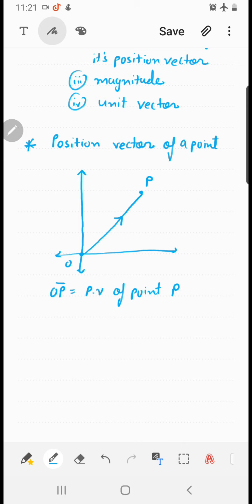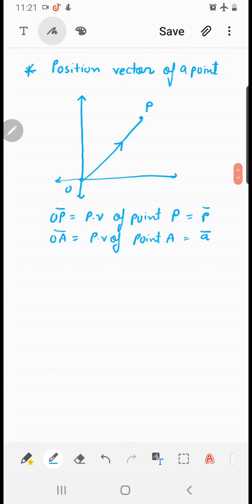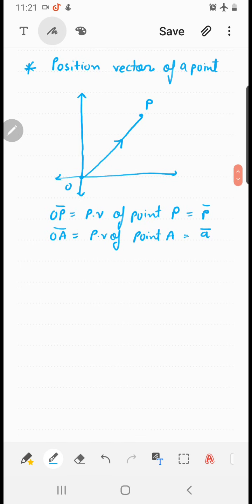So, in short, every point can be connected to the origin to get the position vector, and the notation of this vector would be P bar. If I say OA bar, what is this? It is nothing but the position vector of point A. In the notation form we write it as A bar. So, basically position vector is a vector obtained by joining the point to the origin, and the direction would be origin to that point.